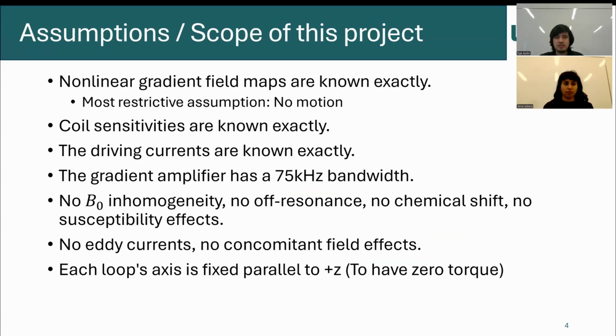So our assumptions about this project are, first, the nonlinear gradient field maps are known exactly. That is the most restrictive assumption because it assumes there is no motion, so the gradient maps are not changing with motion. Second, the coil sensitivities are known exactly because we are using SENSE reconstruction. The driving currents are known exactly. The gradient amplifiers, of course, need to have a 75 kHz bandwidth.